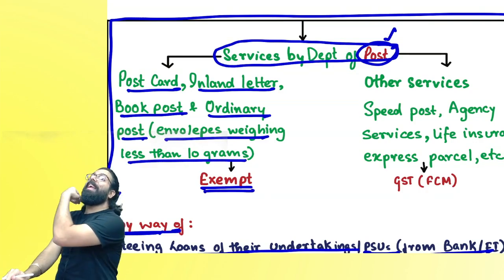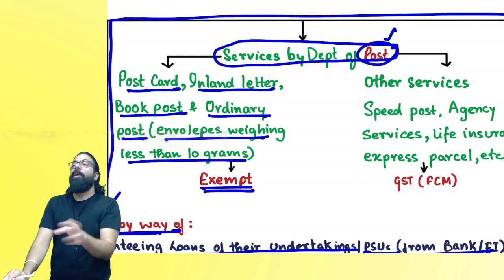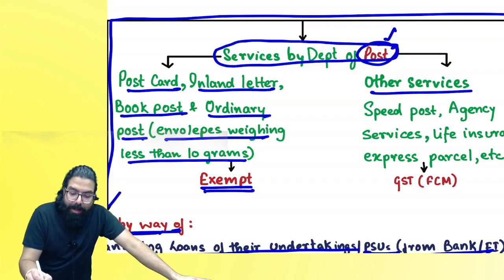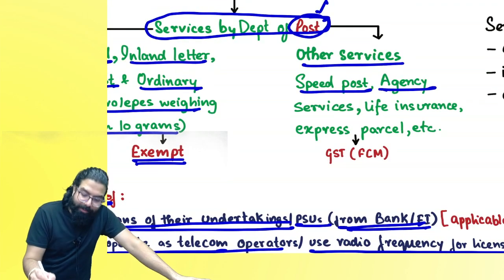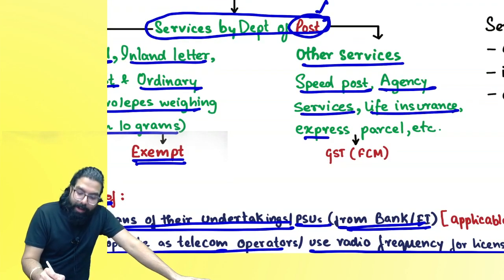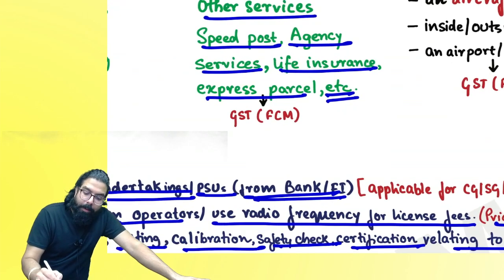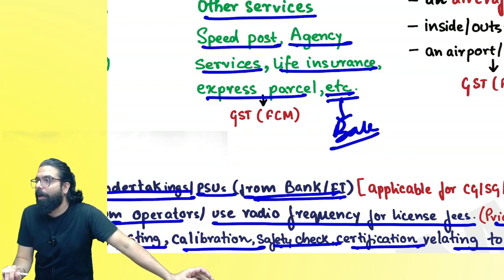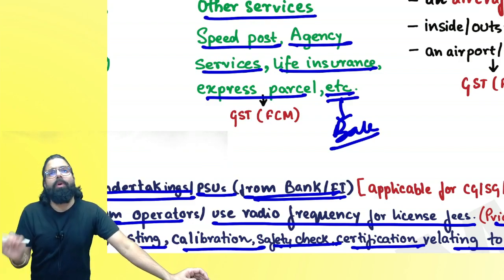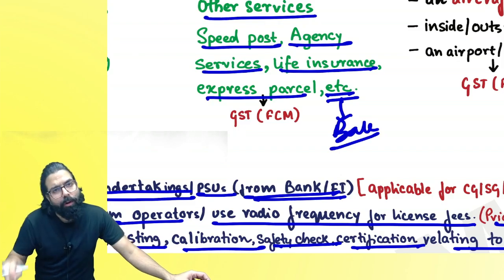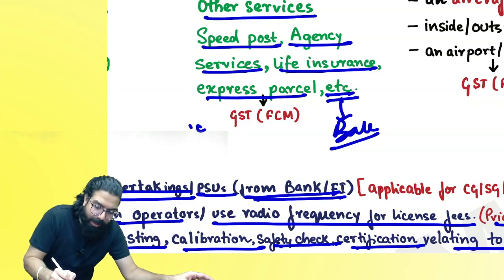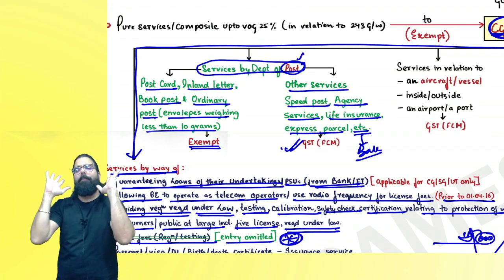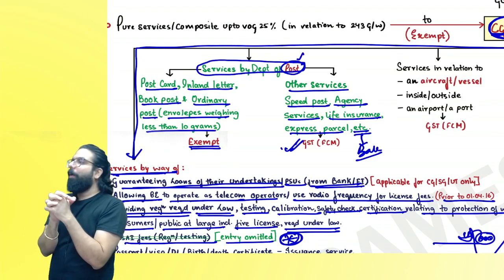If the post office is giving any other service to anyone, government, non-government, business, whoever it is, always remember any other service, whether it is speed post, agency service, life insurance, express parcel, etc. Etc. means you might have a bank account with the post office. For the bank account they issued you a card and charged you something. On that also, they will charge you GST under forward charge. Everyone, remember this, very important. I believe 1 mark will come. In 40 marks, 1 mark is important.